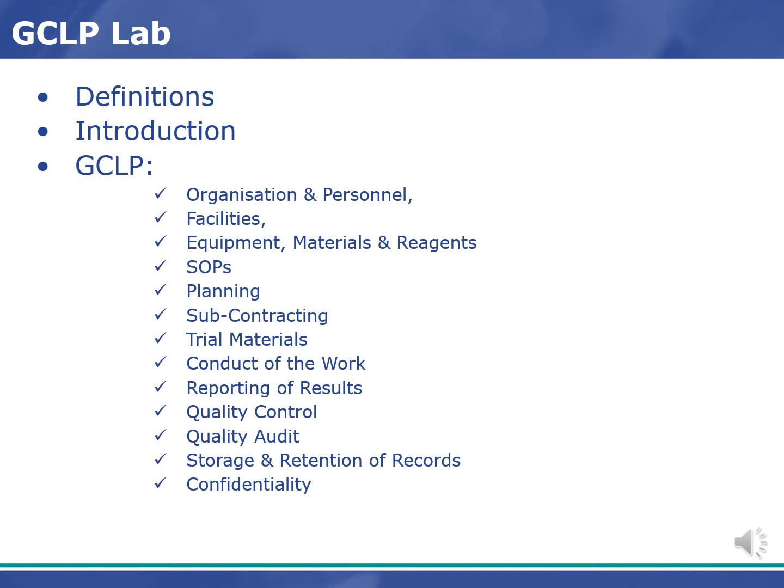GCLP addresses and governs how organizations and their personnel operate. It has specific requirements for the facilities, the equipment, trial materials, and the reagents. As with most guidelines, it relies on policies and SOPs to achieve its goal. As with GLP, there's a lot of focus on the planning, which includes subcontracting, trial materials, conduct of the work itself, reporting of results, quality control, quality assurance and auditing, storage and archiving. As it is based on GCP as well, there is a lot of focus on confidentiality and safety.